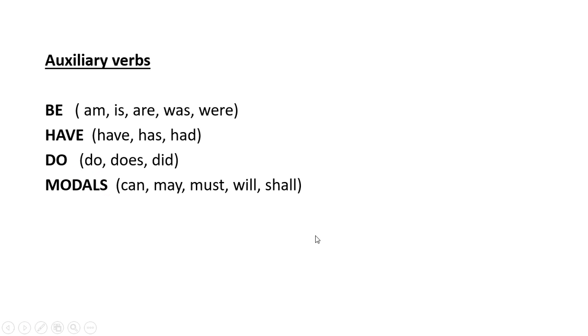Let's talk about auxiliary verbs. There are three main auxiliary verbs: be, have, and do. Modals are also considered to be auxiliary verbs because they are always followed with the main verb which tells the activity itself, just like the previous three. Write this down and then we will move on.